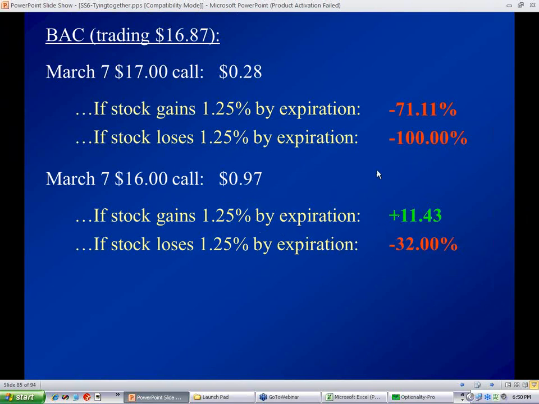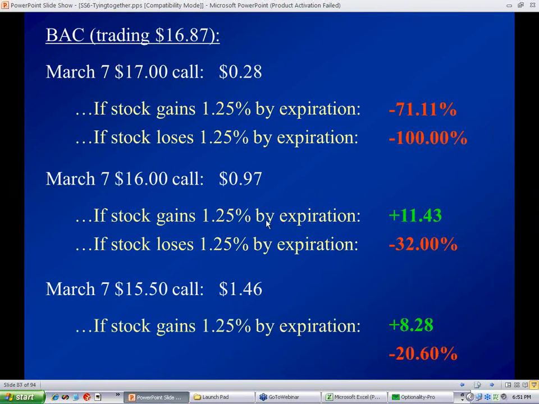Let's show you one more example. Let's say you go really nuts and you buy the March 7th. Remember, these are all March 7th expirations. You buy the $15.50 call. That's really expensive. That's $1.46. However, this is what's interesting. If the stock gains 1.25% by expiration for this option, you gain 8.28%. Not as much as the other one, but your losses are also not as much. You see?